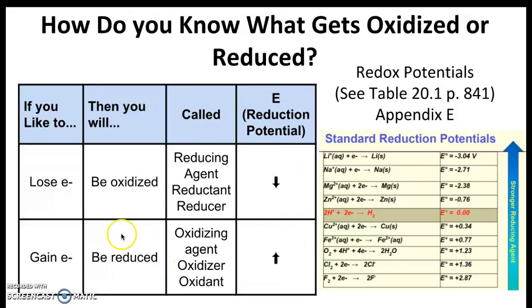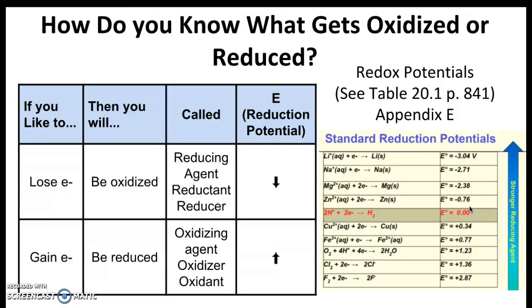On the flip side, if you want to gain electrons, that means you want to be reduced. Well, in order for you to be reduced, you have to oxidize something. And so you're called an oxidizing agent or an oxidizer, an oxidant, because you will oxidize that other thing. And again, as we know in this case, your reduction potentials are going to be greater because your potential for being reduced is greater. So your E reduction potential should be more positive.